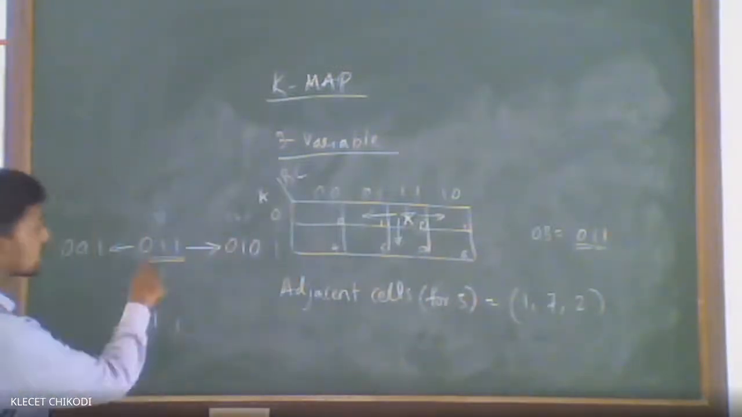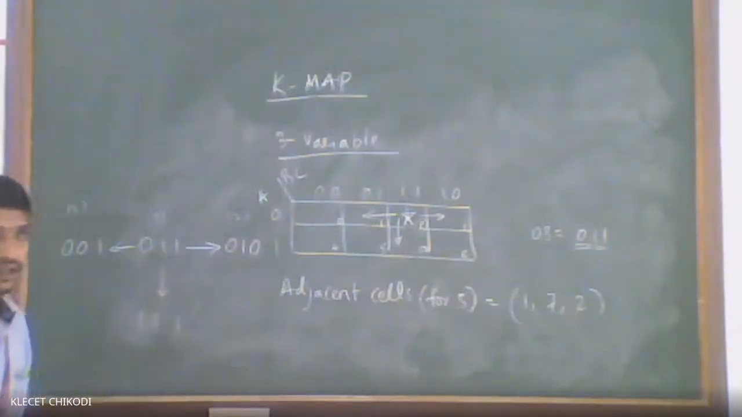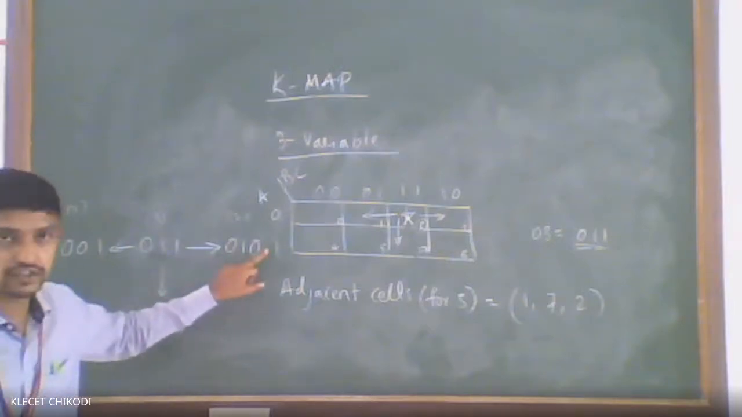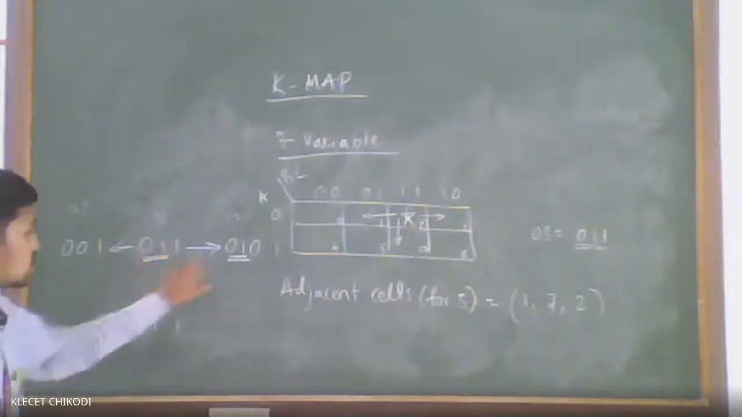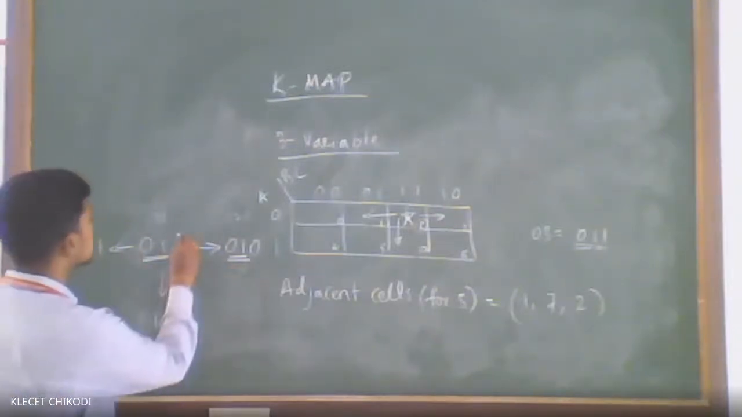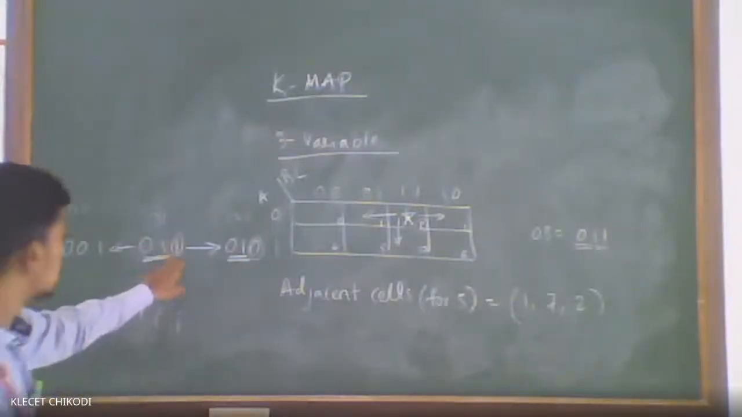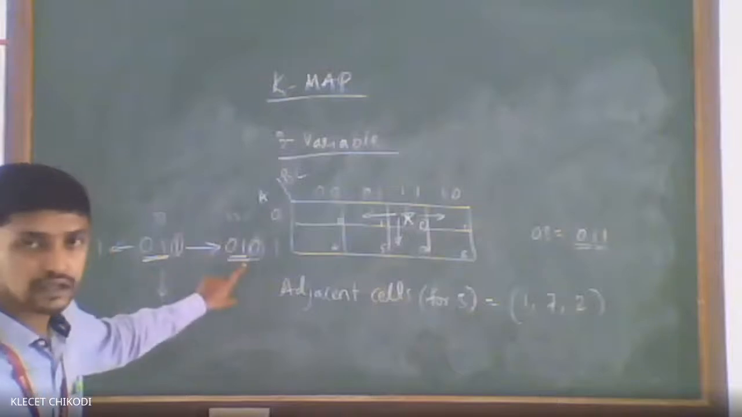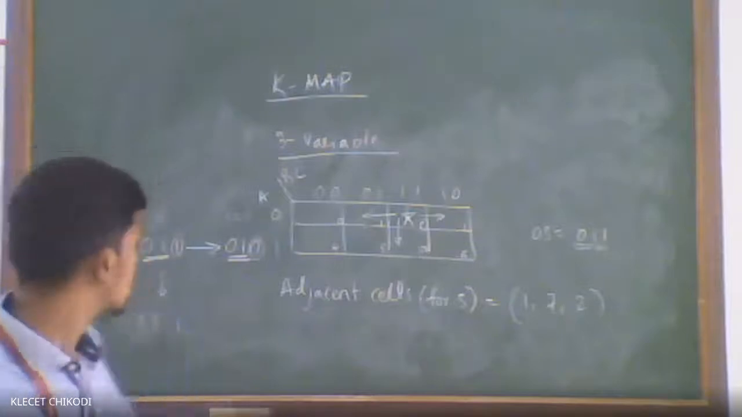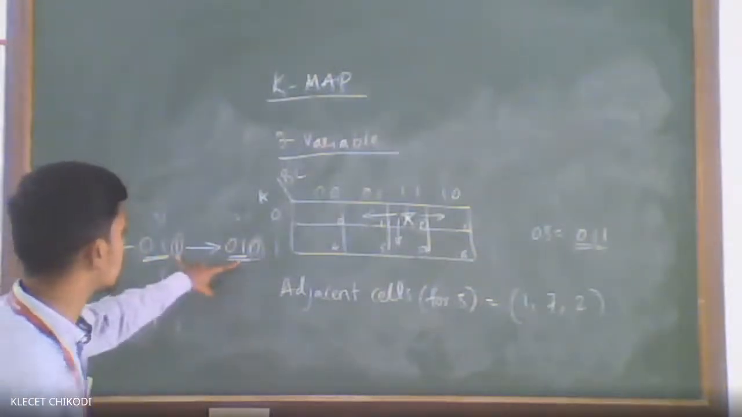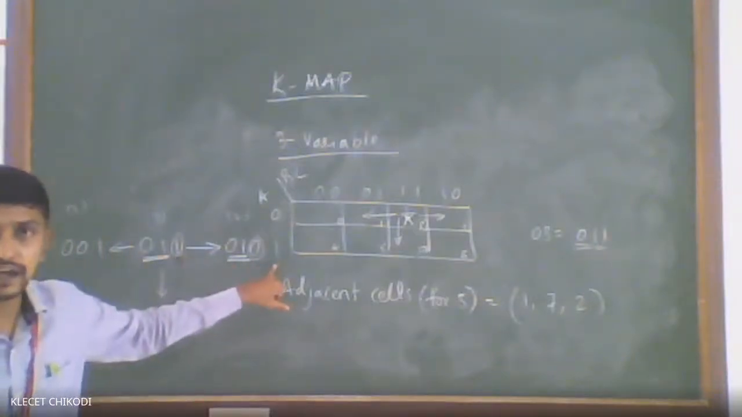Because if you consider the third and second, you can see the binary numbers here: 0 1 1 and 0 1 0. So the first two bits are the same, 0 1. The only bit changing is the last one. So we can see that these two cells differ by only one bit, in the last bit only.